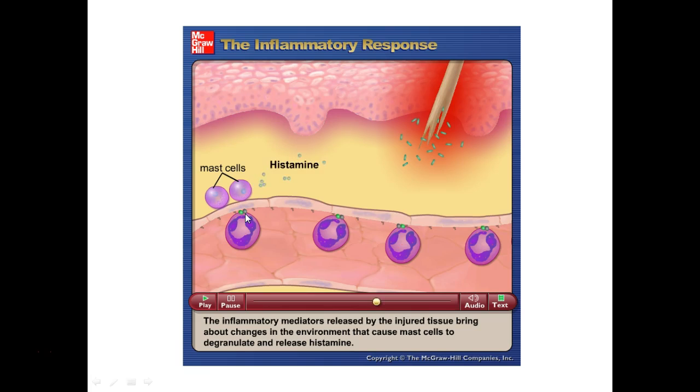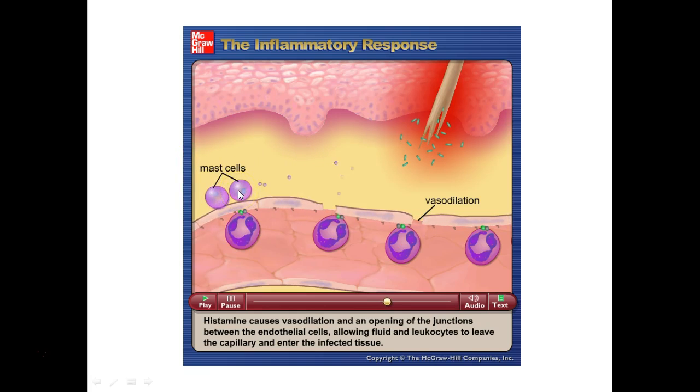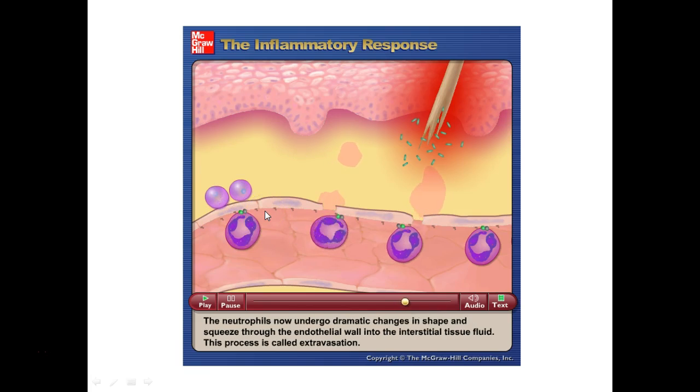So when that happens, one of the major chemicals released by mast cells is histamine. And what that does is create the environment such that these cells are going to be attracted and stick and even roll along the surface and be able to head out from the blood vessel into the tissue area where damage has happened.